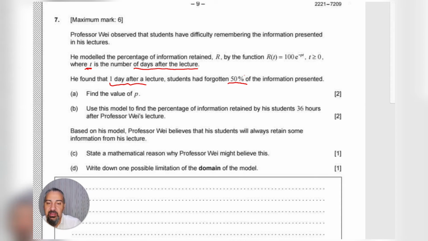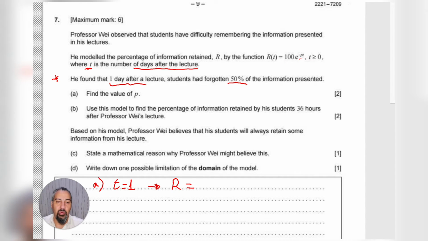A. Find the value of p. So, to find the value of p, this missing p in the function, we need to substitute R and t. According to this sentence, we have t equals 1, this is one day after the lecture. We will get R equals 50%.